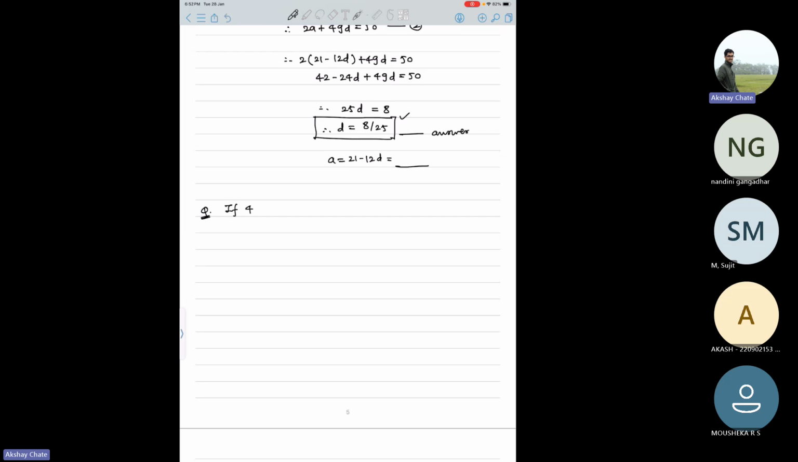If 4 times the fourth term of an AP is equal to 9 times the ninth term of the AP, then what is 13 times the 13th term of this AP?